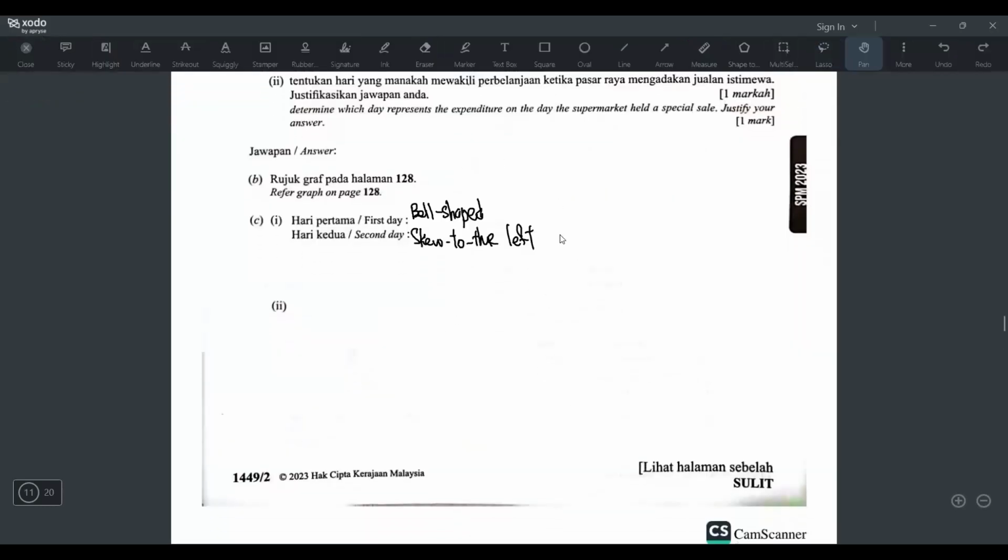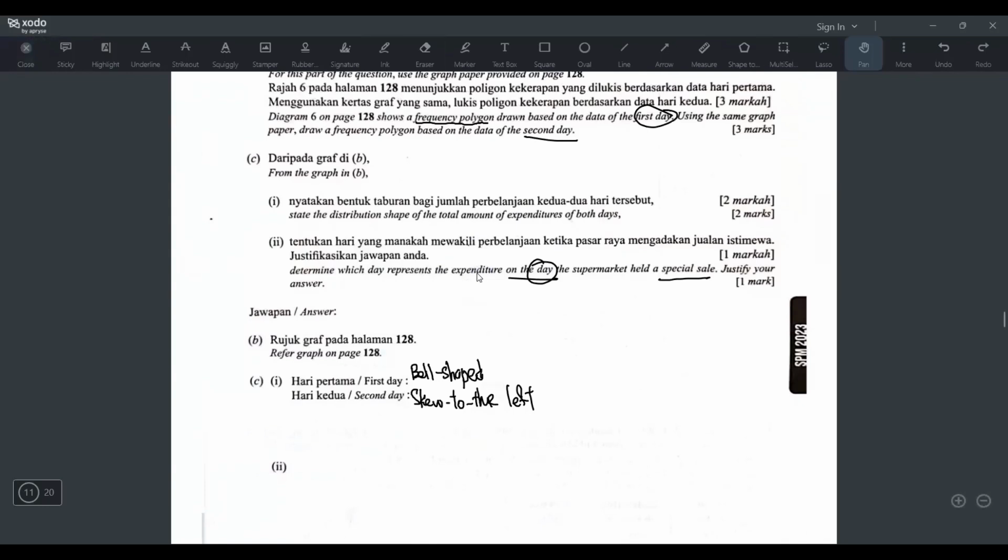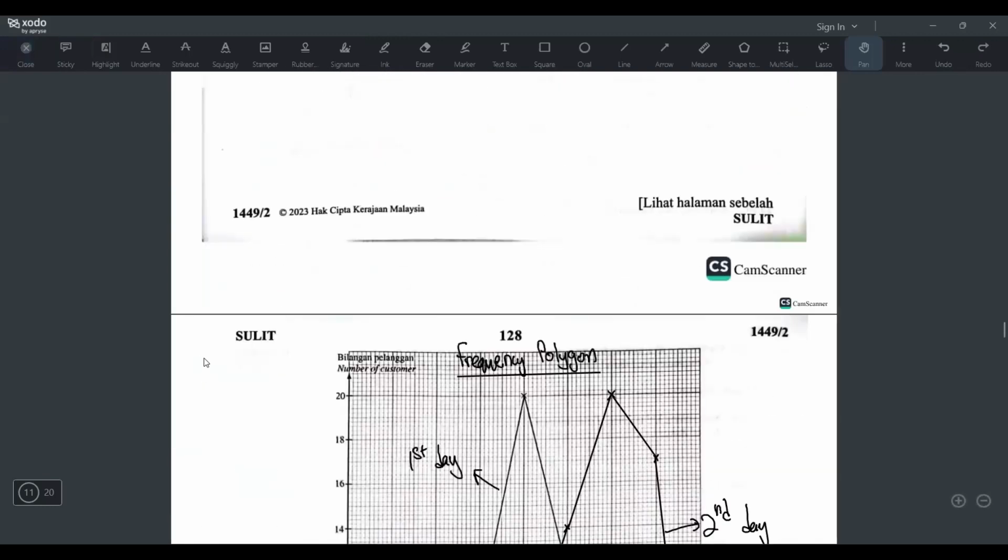So, okay, ada lagi satu soalan sini, number 2. So, determine which day represents the expenditure on the day the supermarket held a special sale. Justify your answer. So, got day 1, day 2. They're asking you which day is the day yang ada special sale. Okay, kalau ada special sale, what do you think will happen? The expenditure will be lagi tinggi lah. Expenses lagi tinggi, right? So how to know which one expenditure lagi tinggi?